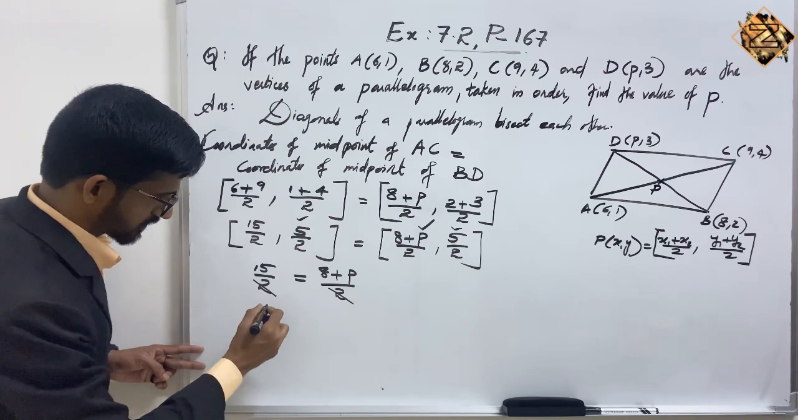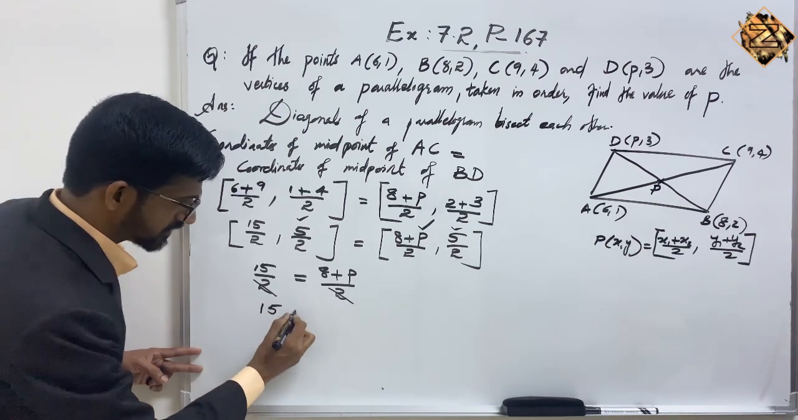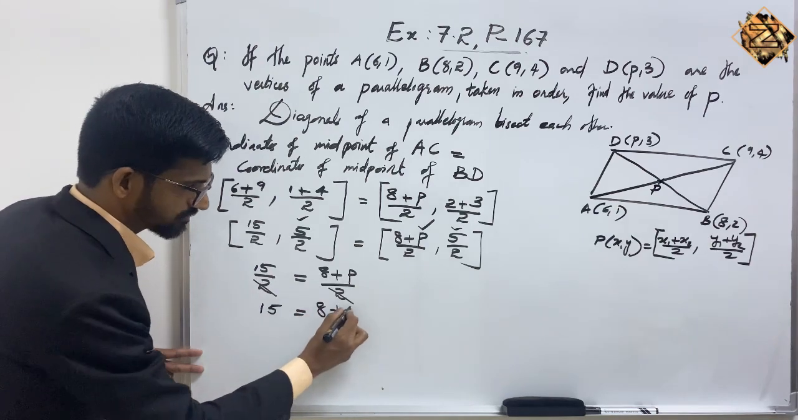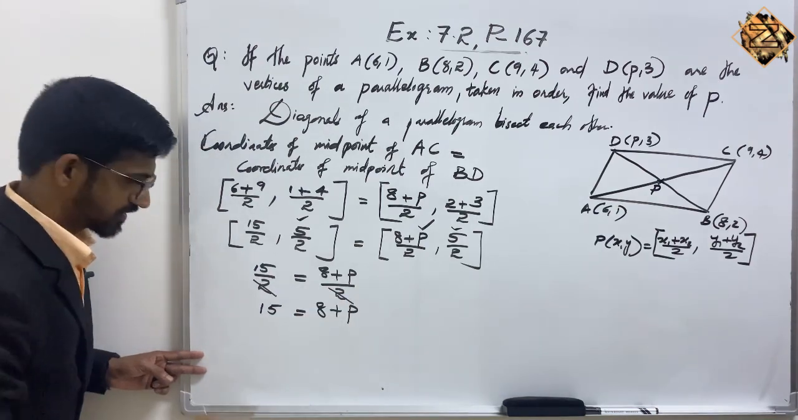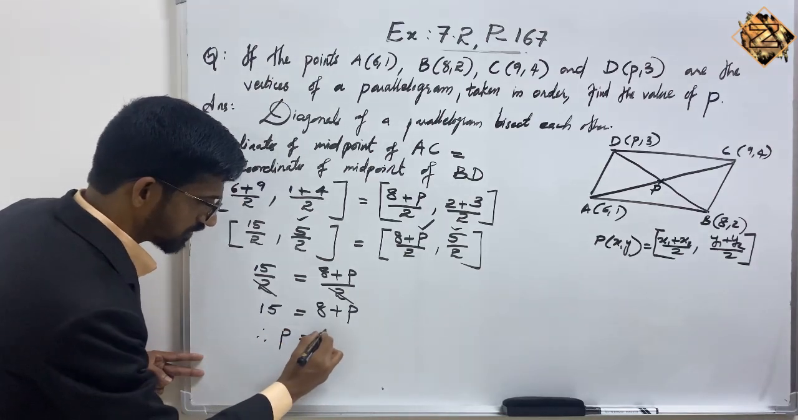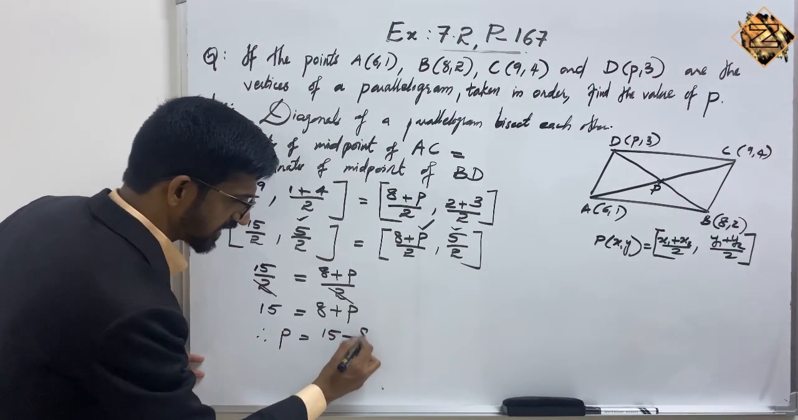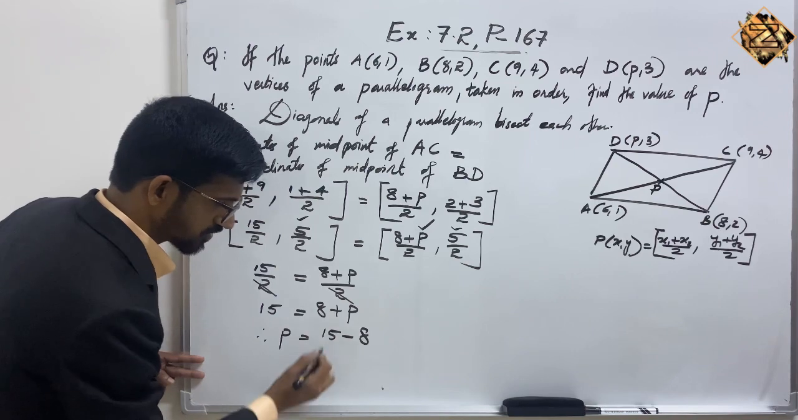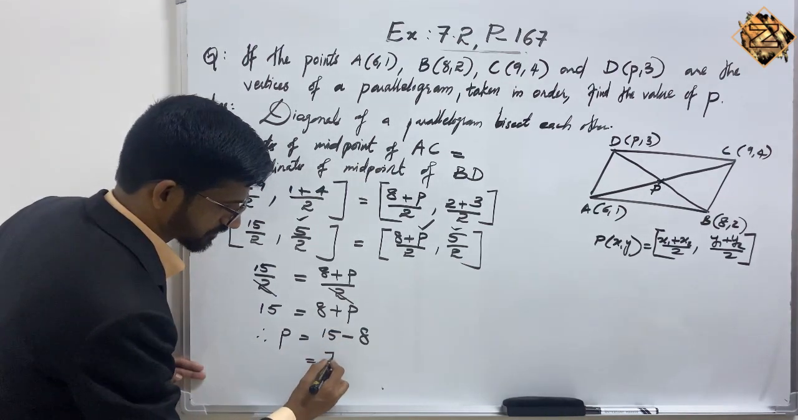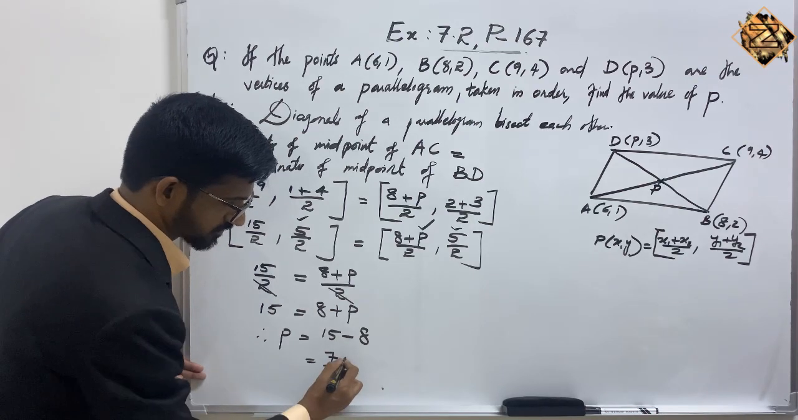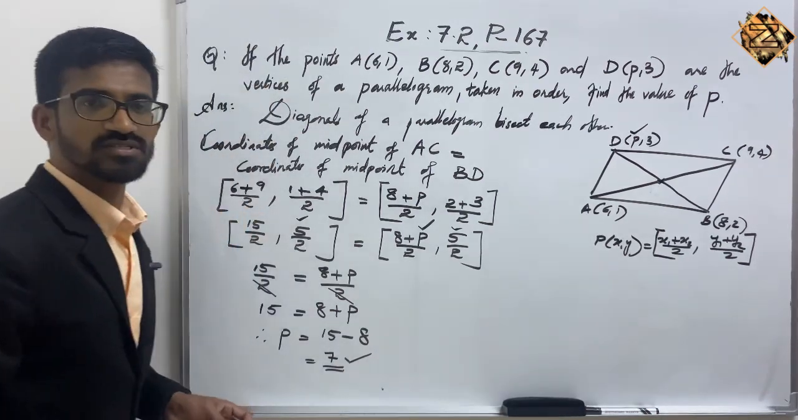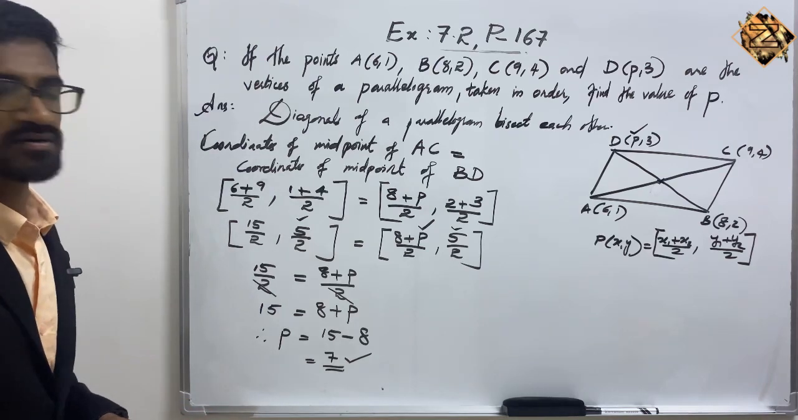Now 15 equal to 8 plus p. Therefore, the value of p will be equal to 15 minus 8. So that is what? 7. Hope it is clear. So we finally got the value of p, that is 7.